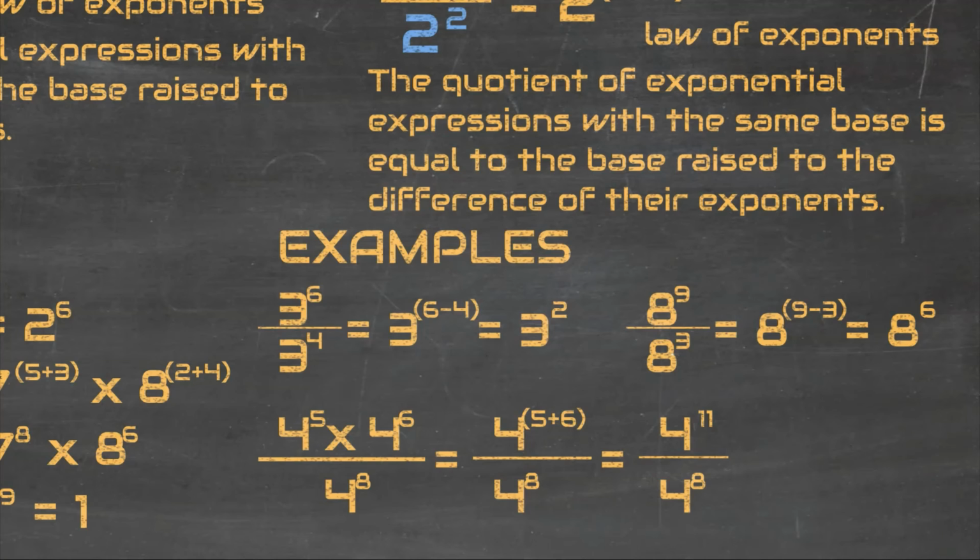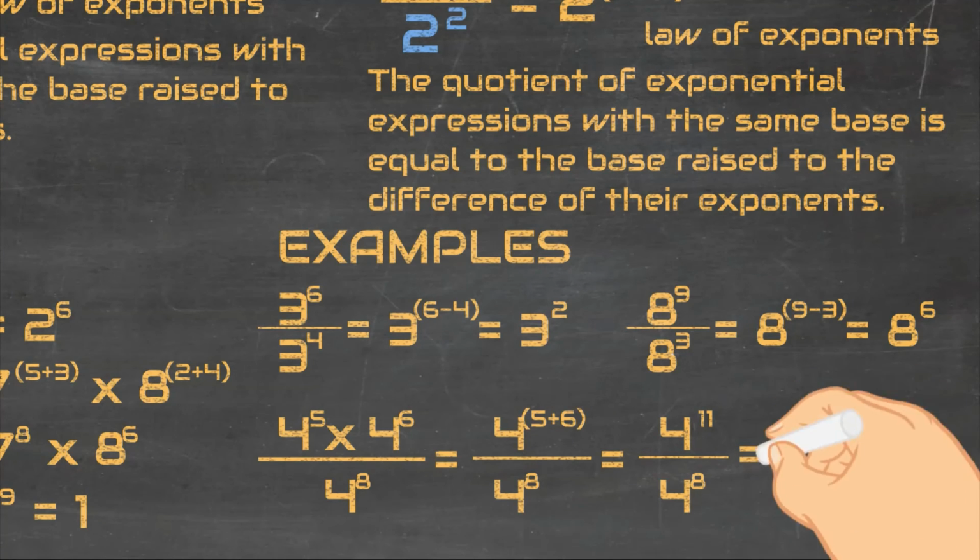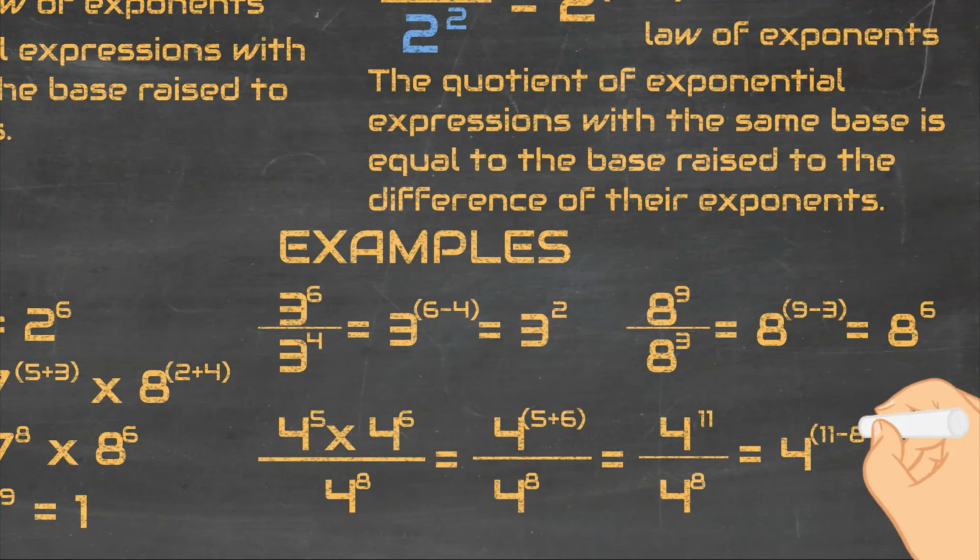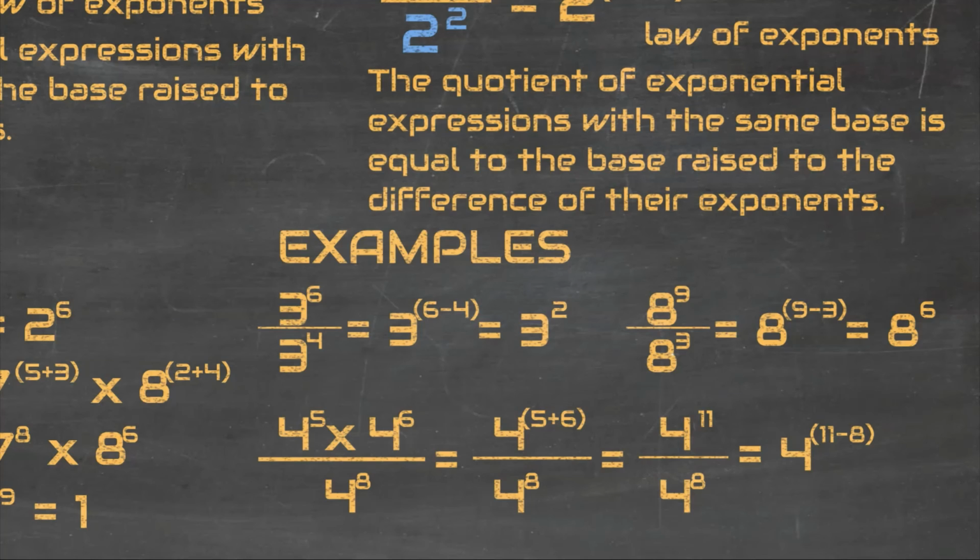4 to the 11th power divided by 4 to the 8th power equals 4 to the power of 11 minus 8. 11 minus 8 equals 3. The final and simplified expression therefore is 4 cubed.